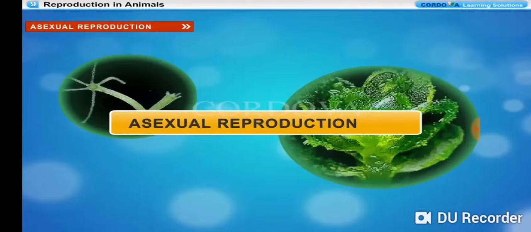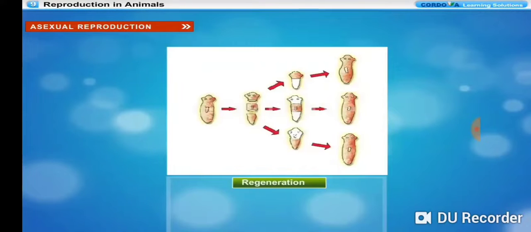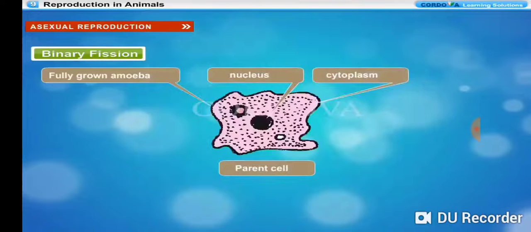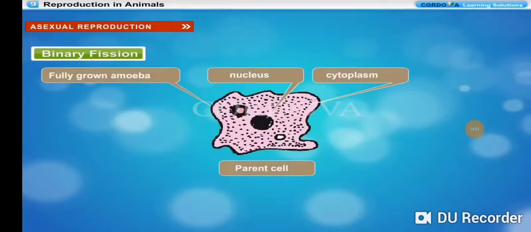Asexual reproduction. There are several methods of asexual reproduction in animals like binary fission, budding, fragmentation, and regeneration. Let us study binary fission and budding in detail. Binary fission. It is the simplest method of asexual reproduction that occurs in unicellular organisms like amoeba, paramecium, and euglena. In binary fission, the parent organism splits or divides to form 2 new organisms of the same kind.